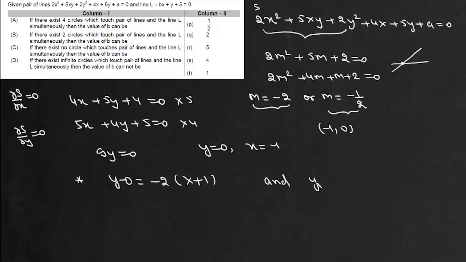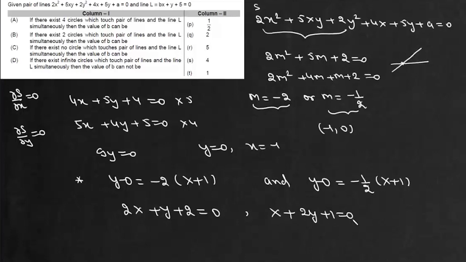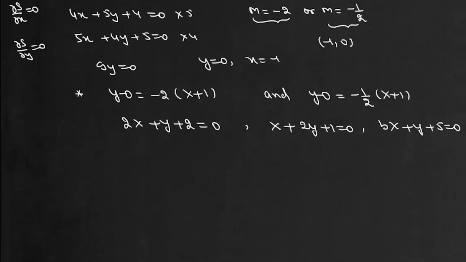So the equations of the lines will be given by y minus 0 equals minus 2 times x plus 1, and y minus 0 equals minus 1 by 2 times x plus 1. So one of the lines is 2x plus y plus 2 equals 0 and the other line is x plus 2y plus 1 equals 0. And we are given this third line, which is bx plus y plus 5 equals 0.